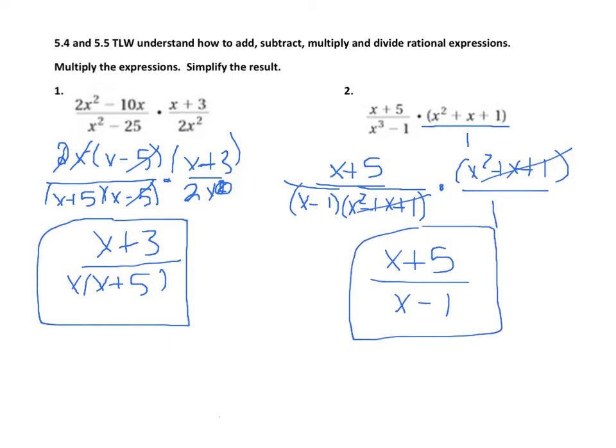So there's multiplying. You factor. Step 2 is to cancel things from the top and bottom that are the same. And then step 3, write everything out in factored form. Okay?